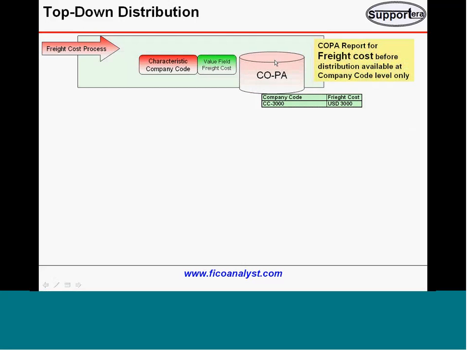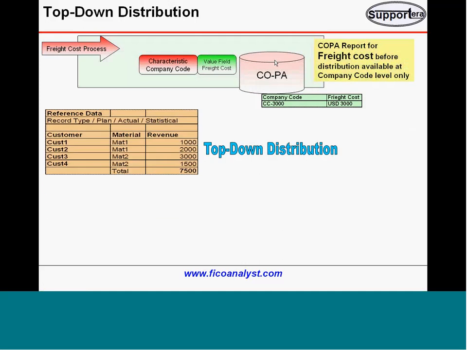Right? So now we talk of distribution. So that is what we say top-down distribution. So at that time you need to have a reference data. So when I say reference data, based on certain other data you are going to distribute this 3000, right? So that other data is what we call reference data.